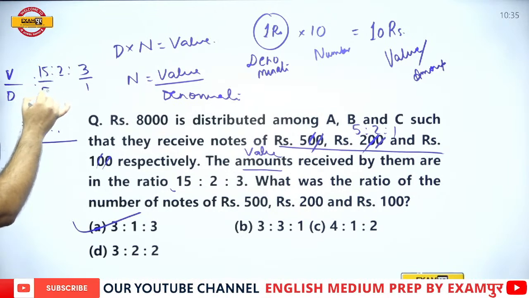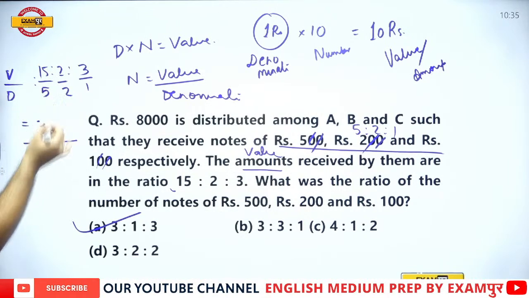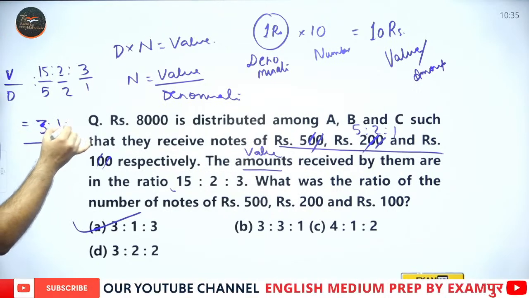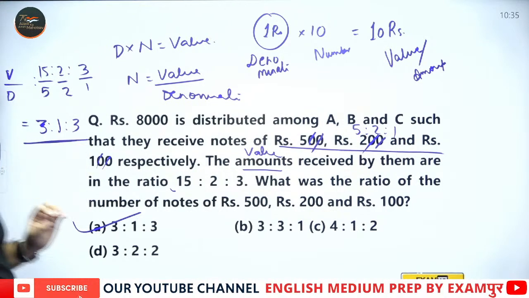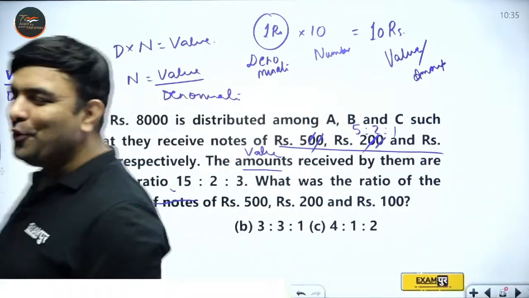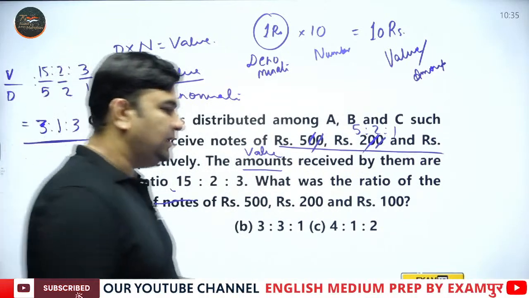15:2:3 divided by 5:2:1 gives 3:1:3. Any worries, guys? No? So we will do more bag and denomination problems.